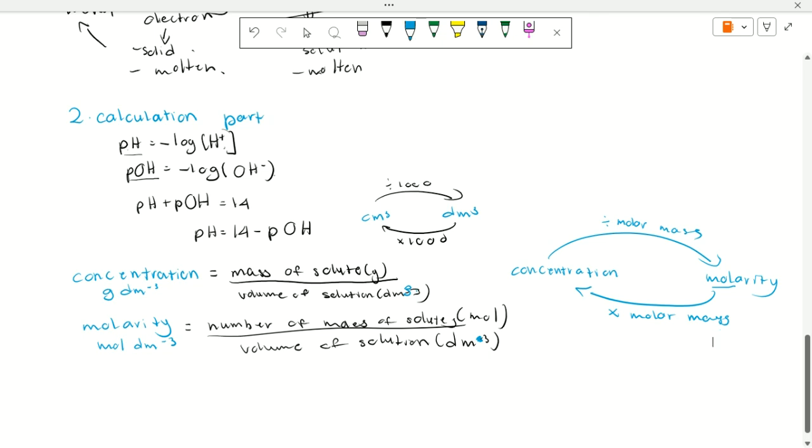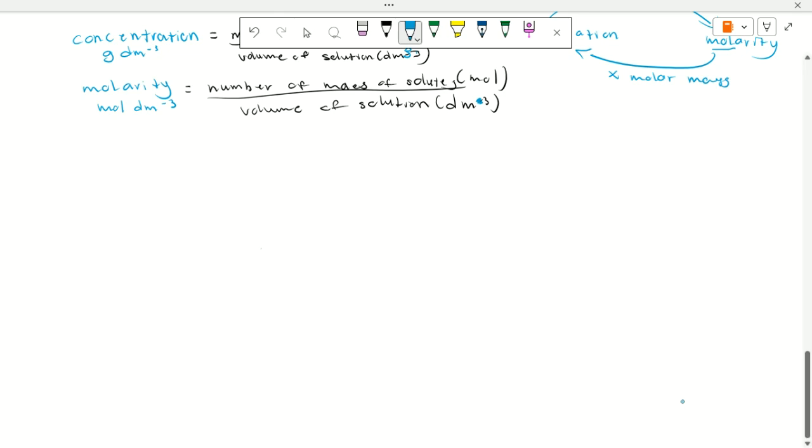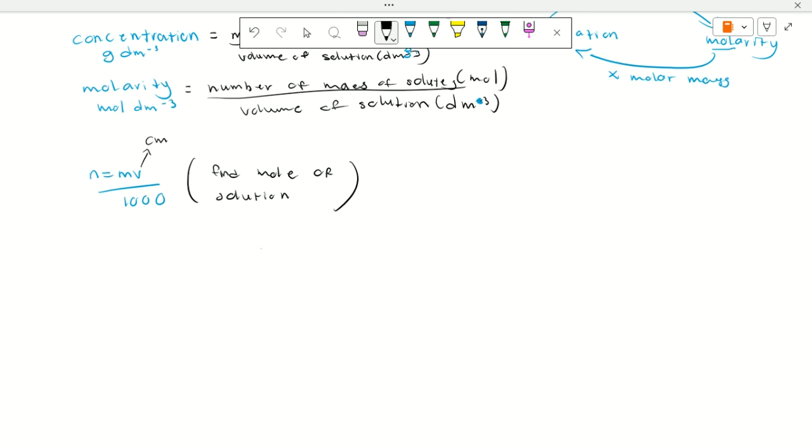So, the next formula that we are going to be talking about is n equal to MV over 1000. When should you use this formula? This formula is to find the mole of solution. You guys know what is mole, right? This is molarity and this is the volume. This volume must be in cm cube. What if they give it in dm cube?